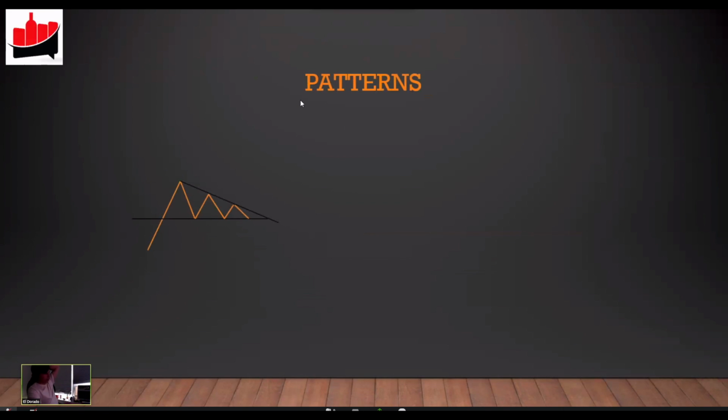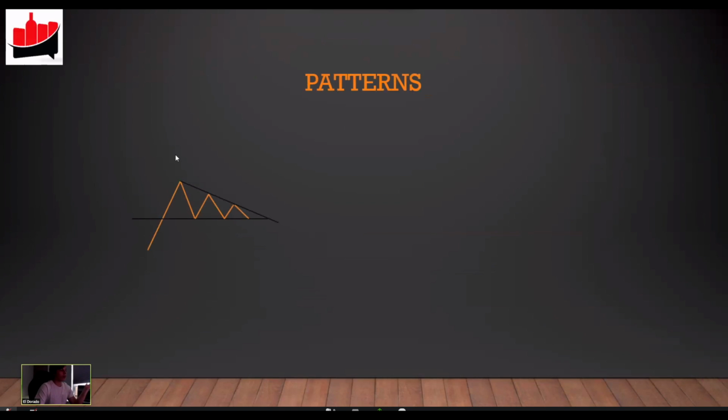So the first one we have is a very obvious pattern. I think everyone knows it. It's a descending triangle. It's a bearish pattern. That's what it is. When you see this, it's a bearish pattern.